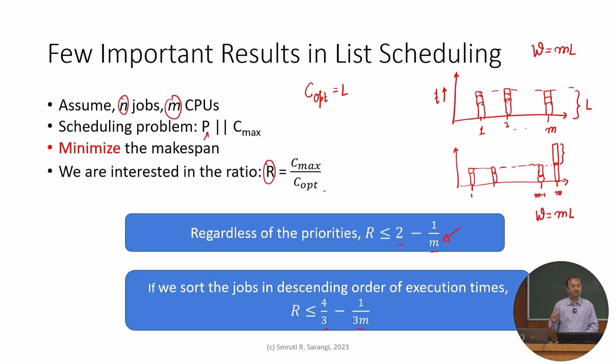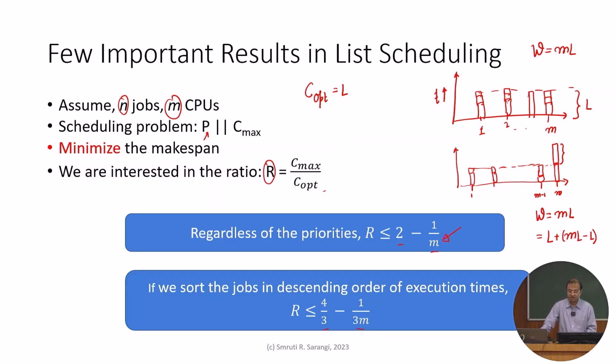It is equal to L, which is C opt, because in the worst case the entire thing could be done by one CPU. So the maximum duration of this offending job can be equal to C opt, right? It can't be more than that. So then this I can say is L plus ML minus L. Is that fine?